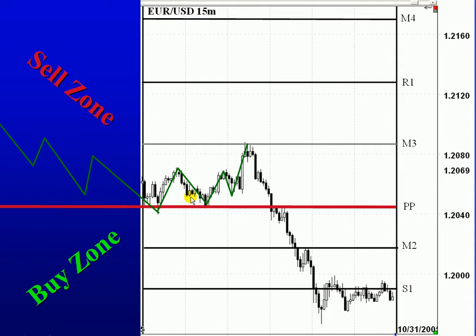Price enters in the sell zone. As London and Central Europe trading opens, we retrace to M3 and price reverses at M3. You see how it traded in this range for approximately 1 hour and then reverses through the central pivot all the way down to S1.